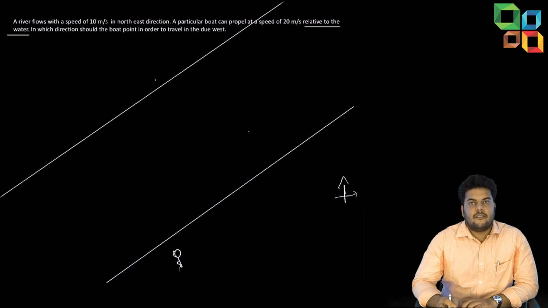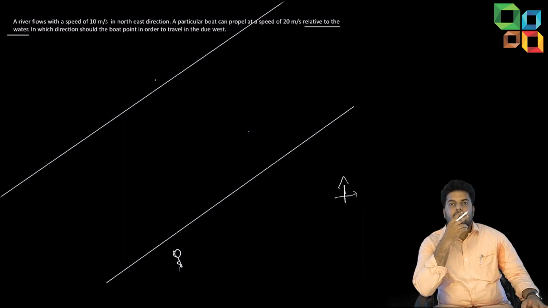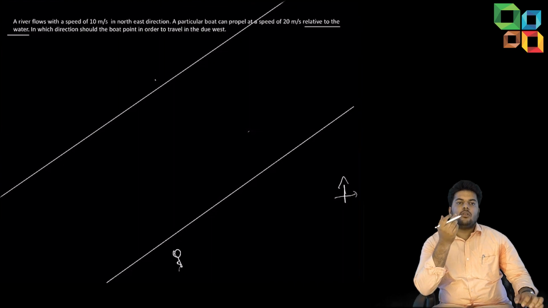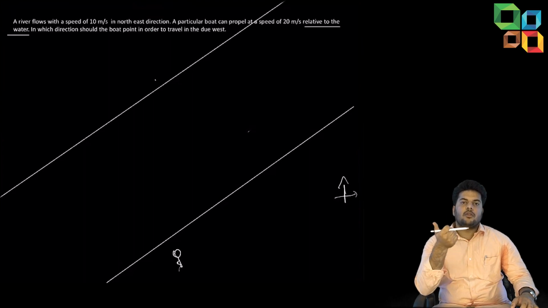Like, sir, if the river is flowing in the direction of northeast, going at 10 meter per second, and now if the boat also has to go in the direction northeast, then relative to water, what is the speed of the boat? It can go two ways. It has to go northeast, is it? Yes, sir, the same direction as the river is flowing. Then it has to go along the river only, no? It can't go anywhere else. It can't point in any other direction.